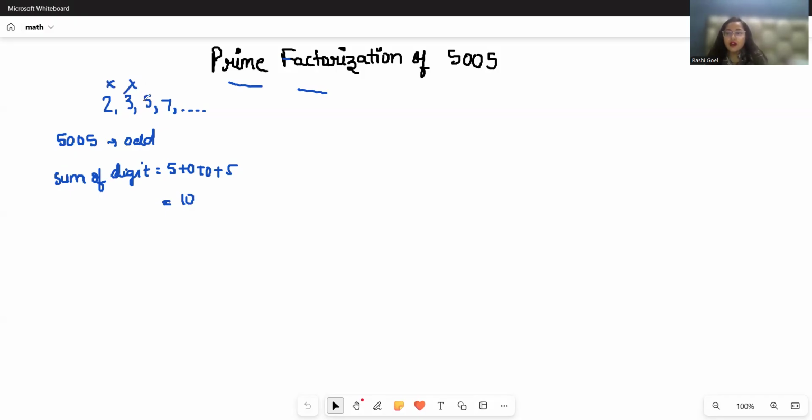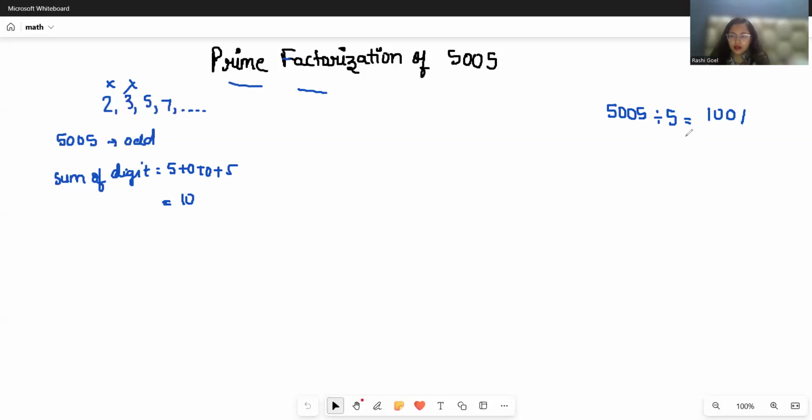Now 5. Numbers ending with 0 and 5 can be divisible by 5. So 5005 divided by 5 is 1001.